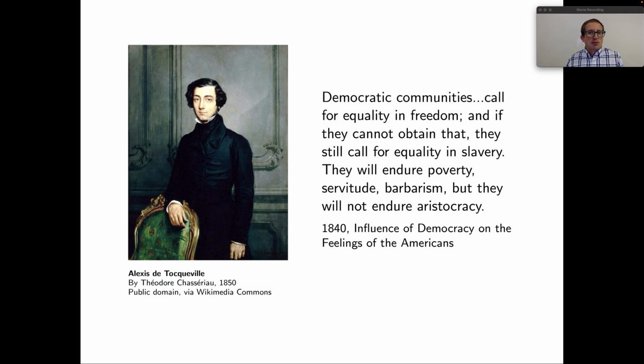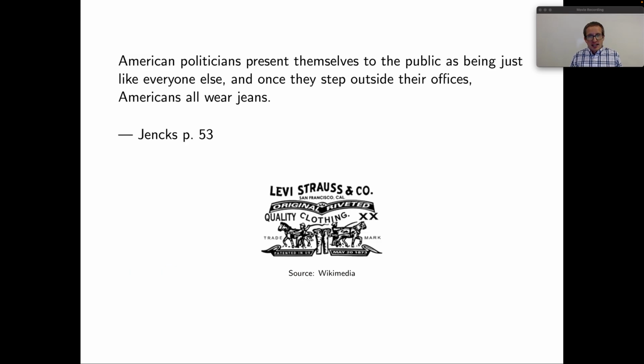Jenks also has a quote on this point, which I really like myself. He says, "American politicians present themselves to the public as being just like everyone else. And once they step outside their offices, Americans all wear jeans." And here he's highlighting how there's this cultural notion in America that everyone has a chance, and we're all equal to begin with, and everyone can survive and succeed if they just try hard enough. And I just highlight that this stands in contrast, and I think Jenks would also highlight that this stands in contrast with the vastly unequal distribution of income in the US. We'll get more into that as the semester goes on.